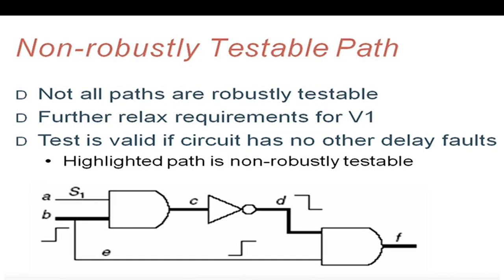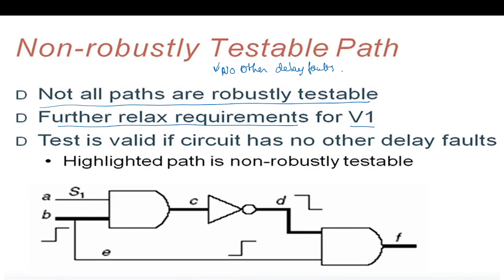Now the non-robustly testable fault, where there are no other delay faults. Not all paths are robustly testable. So further we relax the requirement for V1, the first vector. But this test is valid only if the circuit has no other delay fault.